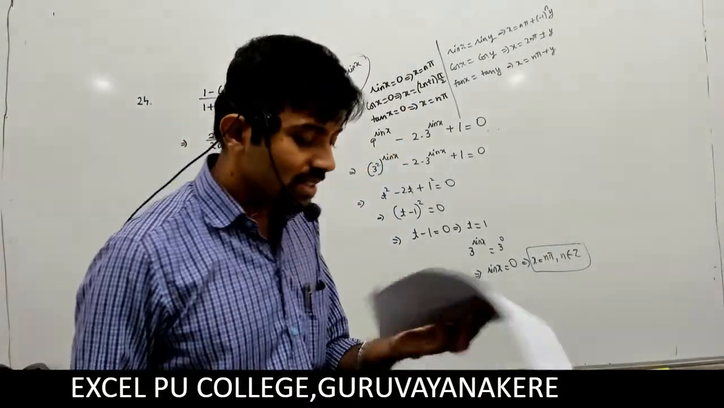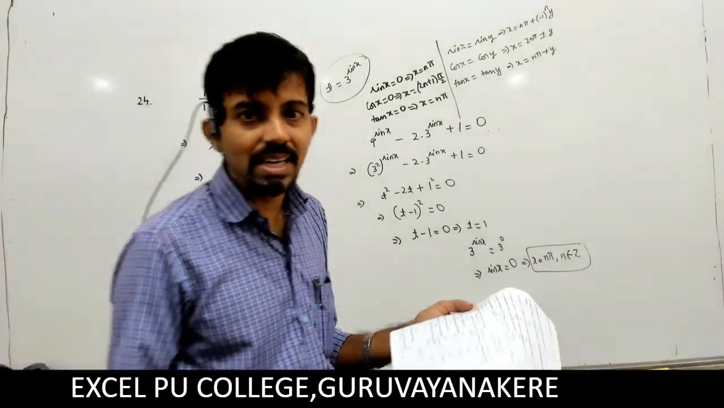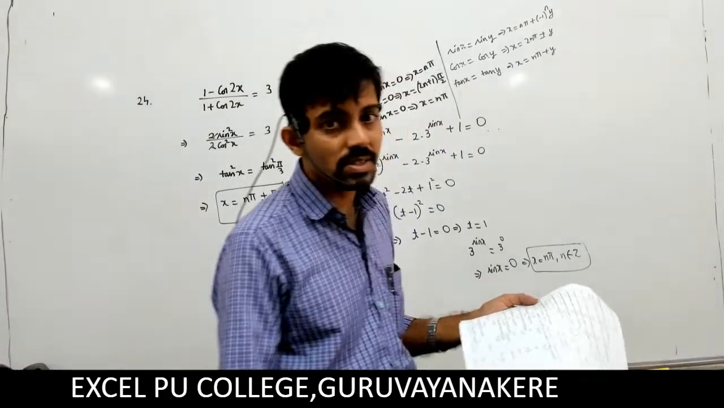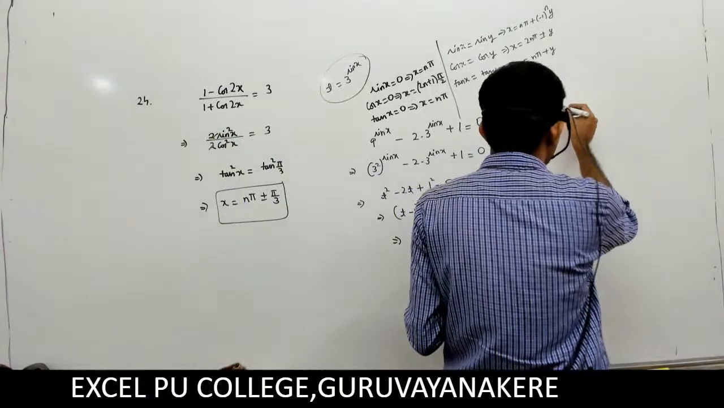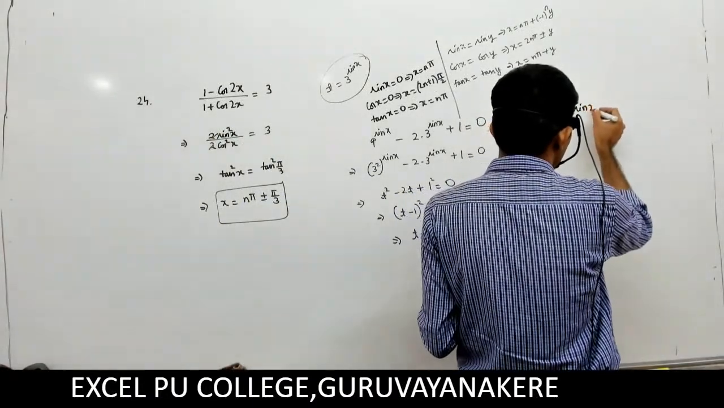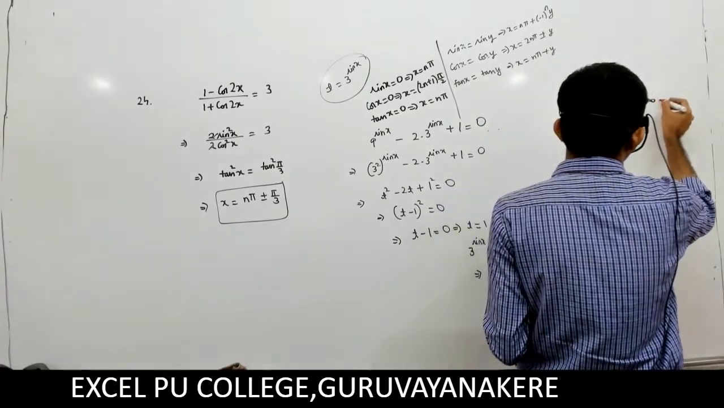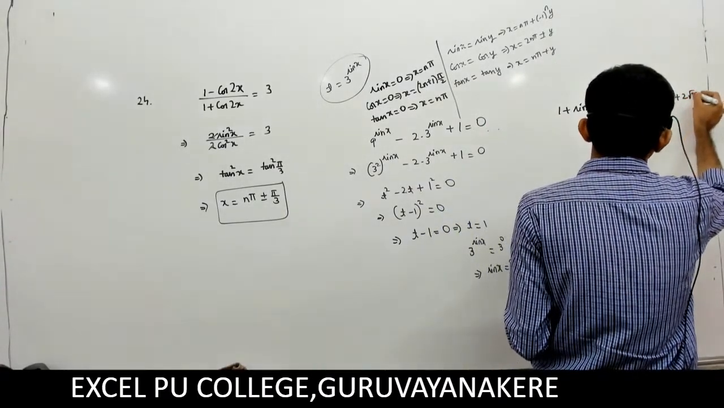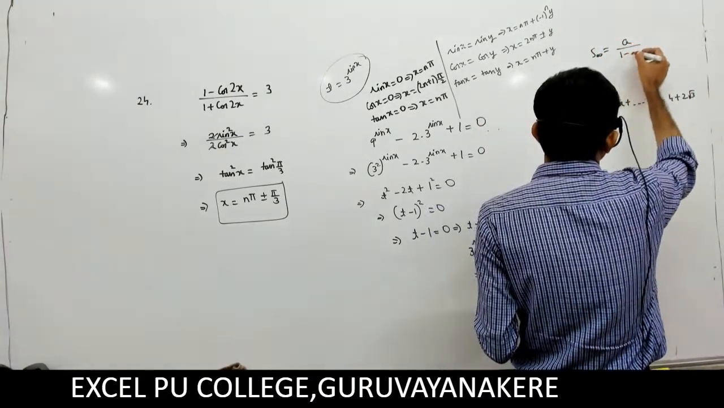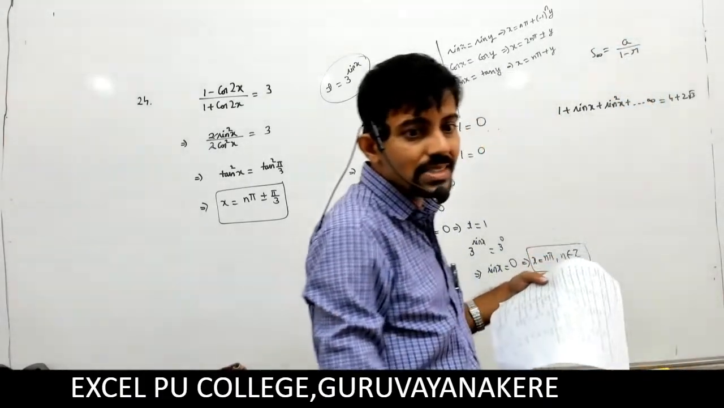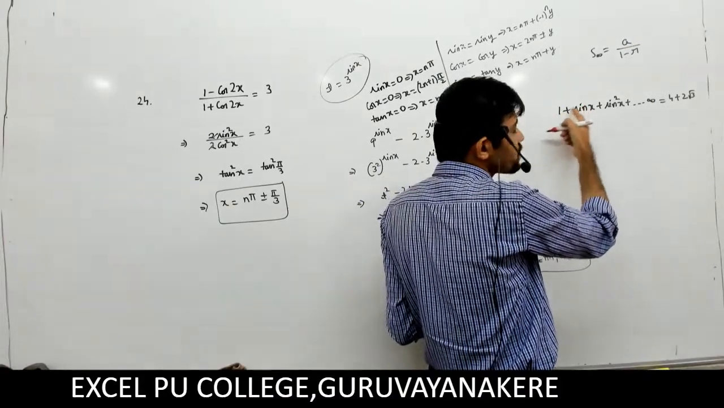Correct? Here we have a question related to trigonometry as well as geometric series, linking one concept to another. We are using trigonometric functions along with geometric series. So 1 plus sin x plus sin square x and so on up to infinity is given to be equal to 4 plus 2 root 3. We need to find the value of x. Sum to infinity of a geometric series is a by 1 minus r, where a is the first term and r is the common ratio. Here the first term is 1 and the common ratio is sin x.